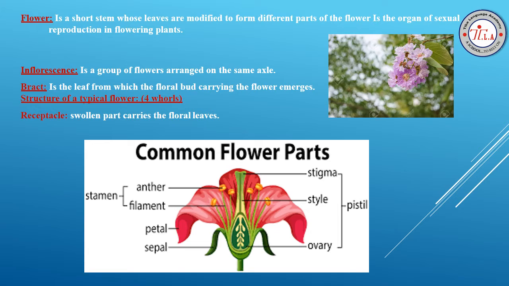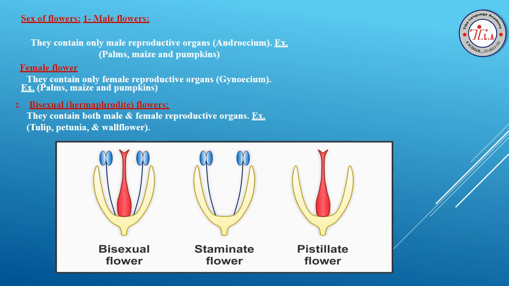Ovule, what is meant by ovule? It's a small part that produces a small plant. Now the flower is divided. We can classify flowers into male flowers, female flowers, or bisexual, or hermaphrodite flowers.